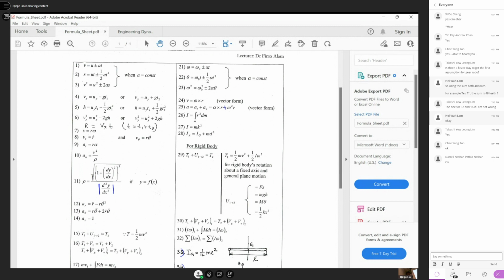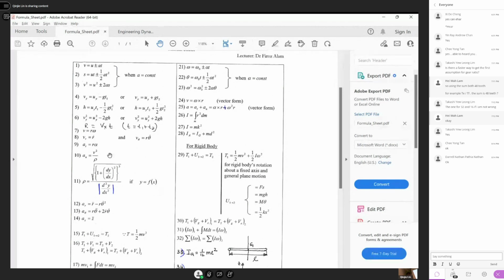Then 7, v equals r omega. This one you already know, circular motion. v is just the differentiation of r, v is your r omega. This is just rewriting. a equals r alpha.